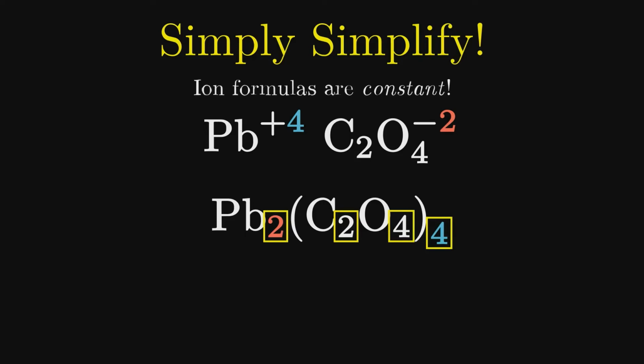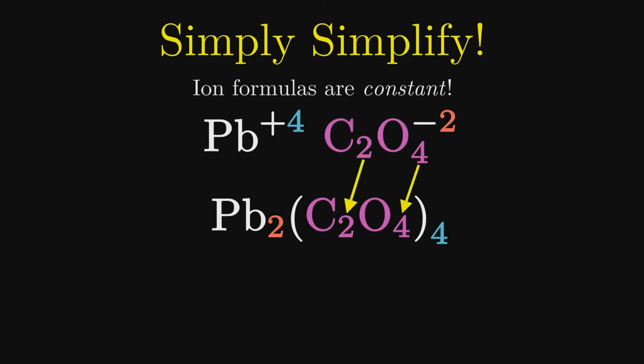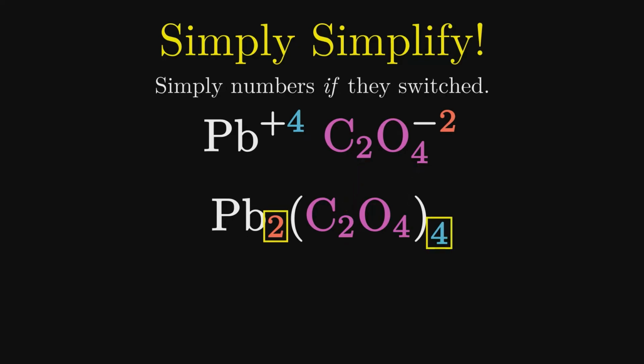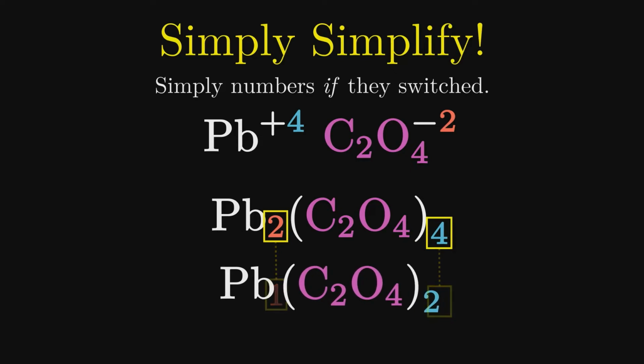Remember, we cannot change the formula of any ion, and oxalate is C2O4. If I change either of those subscripts, it is no longer oxalate. So that leaves us with simplifying only the numbers that were switched. And after doing so, this results in the proper formula.